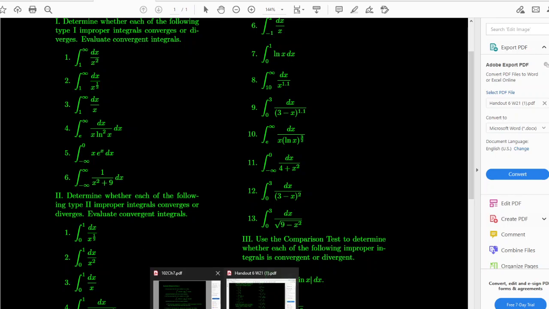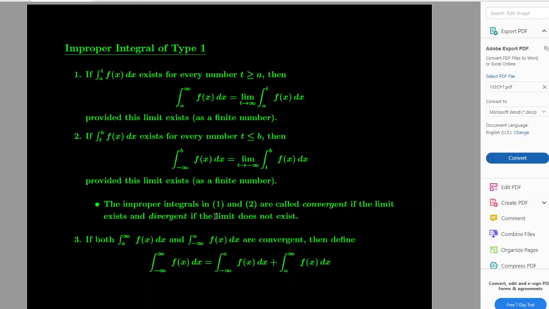At this point, I think it's not going to be too hard to understand the meaning of the definition. Now look at the second case. The second case is from negative infinity to a finite number. You just replace the negative infinity part with t, and then you take the limit as t approaches negative infinity. I hope it makes sense. It makes sense, right?